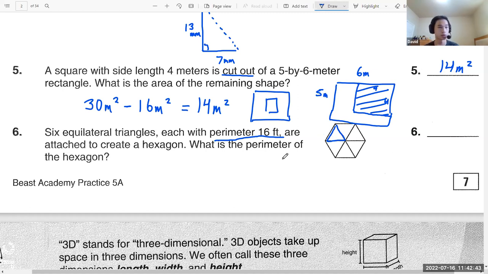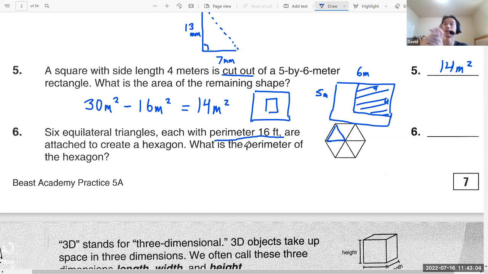So to get you guys maybe started on this question, that just means one side of a triangle is 16 divided by 3. Because then, if you add back up all the sides of the triangle, which are equal because it's an equilateral triangle, you will get 16. So that's sort of how you can check.